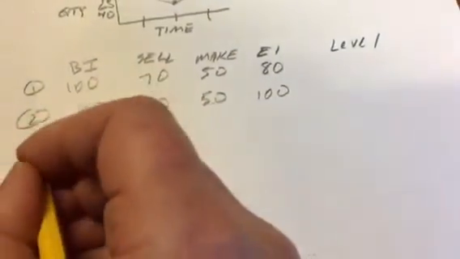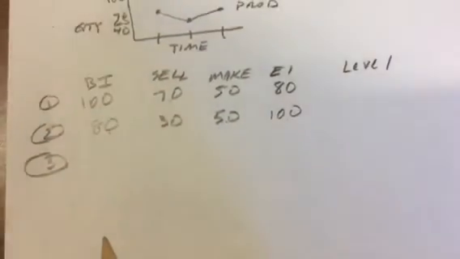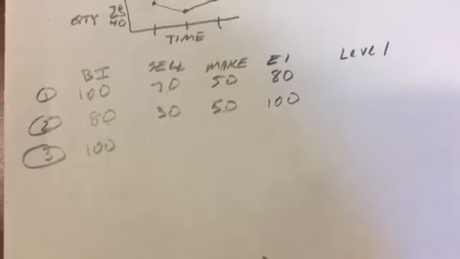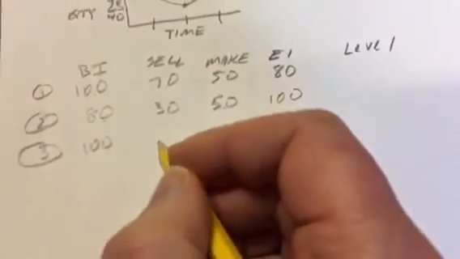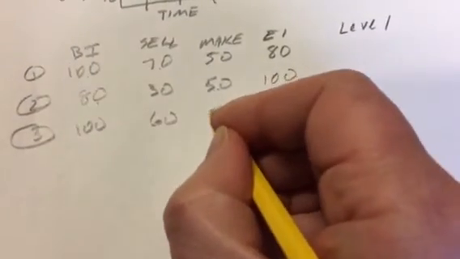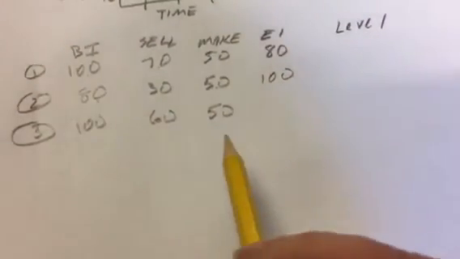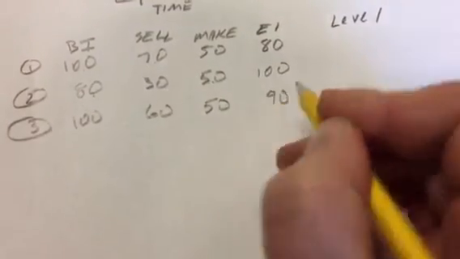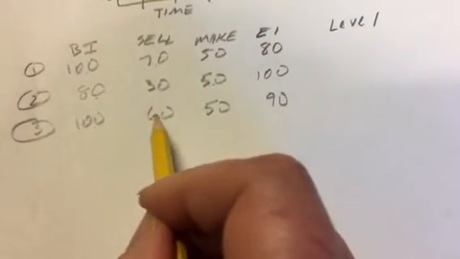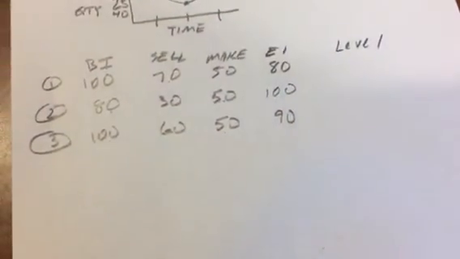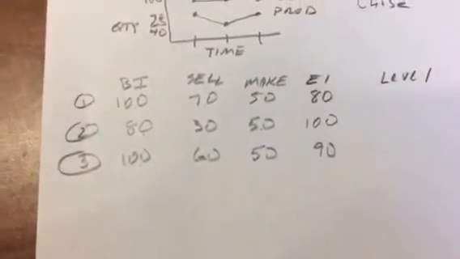Let's do another week here. So we're going to begin the week with 100, same amount we ended the previous week with. Let's say this period, our forecast says we're going to sell 60, but we're still going to plan to make 50. So now what's our ending inventory? Well, our ending inventory is 90, right? We take 100, we subtract 60, that gives us 40, but we're going to make 50, so we're going to plan to end with 90.